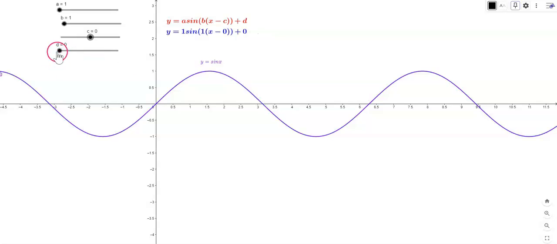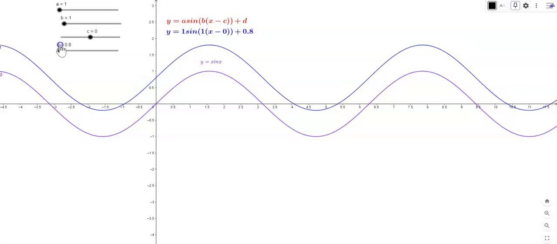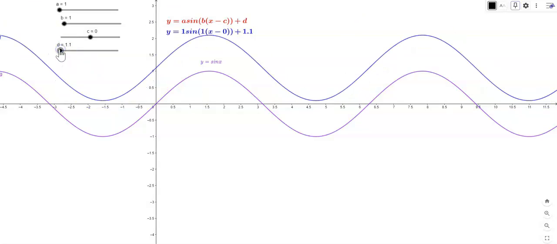Now let's look at the effect of D. Notice D moves the graph up and down. As D goes up, the graph goes up. So if I make D, let's say, 1.1, this graph has moved up 1.1. Okay, so that's a quick reminder of how these numbers affect our function, as we are going to try to take data points and fit the best sine graph we can through them.